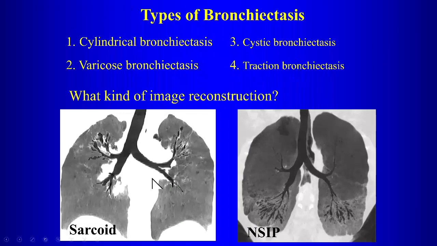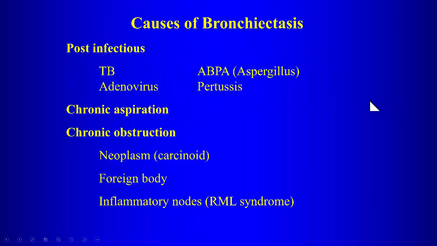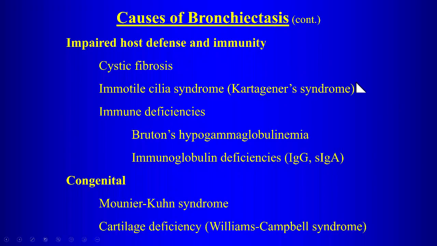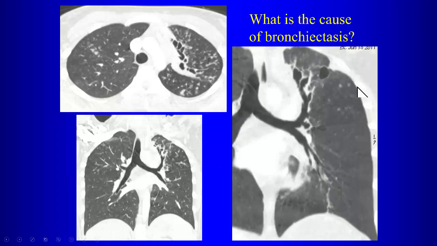If we're looking for bronchiectasis, so here we have traction bronchiectasis in the upper lobe, in this case of sarcoid, and in this case of NSIP, you can see the bronchiectasis within the lower lobes. So if we're looking for airways and we want to see them better on CT, what kind of reconstructions can we do? Yeah, these are minimum intensity reconstructions, so they bring out the more lucent areas. So if you're looking for the airways, these are nice reconstructions. So we'll talk about some of these various causes of bronchiectasis, as we go through the lecture.